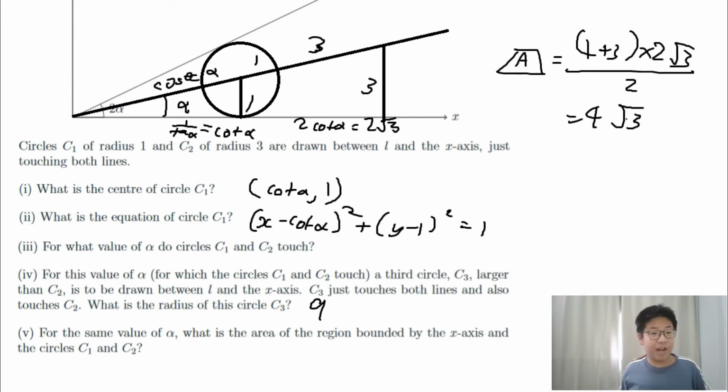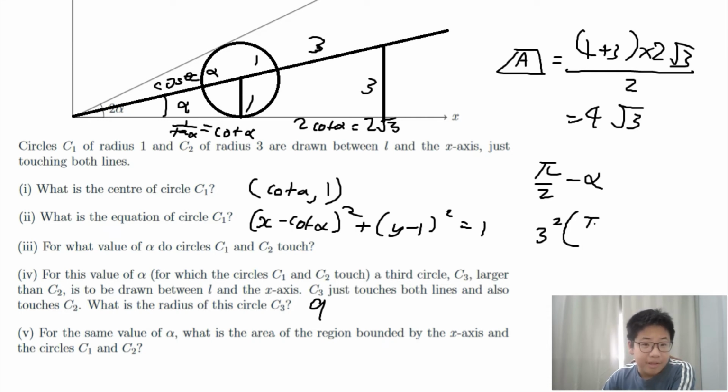For the same value of alpha, what's the area of the region bounded by the x-axis and the circles C1 and C2? So we're now going to calculate the area of the sectors. The area of the first one is pi over 2 minus alpha, and the big one is 3 squared times pi over 2 plus alpha over 2, because it's half r squared theta.